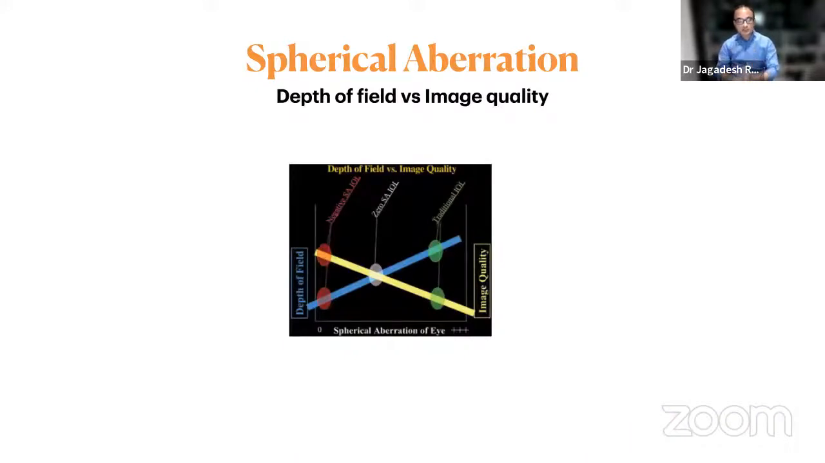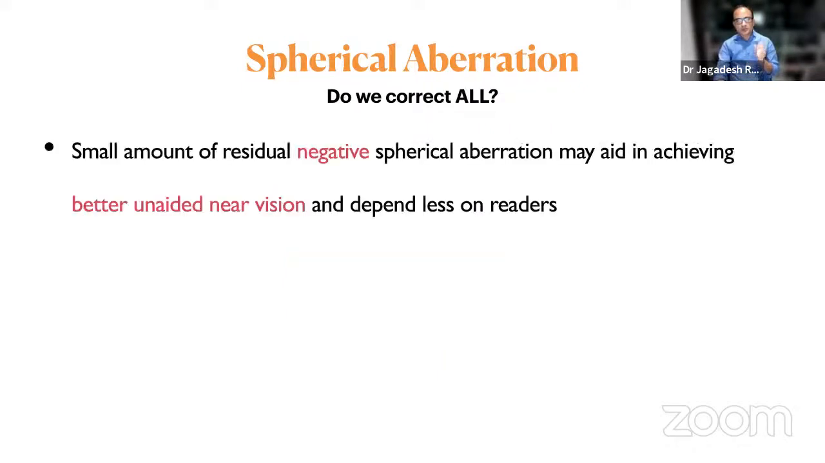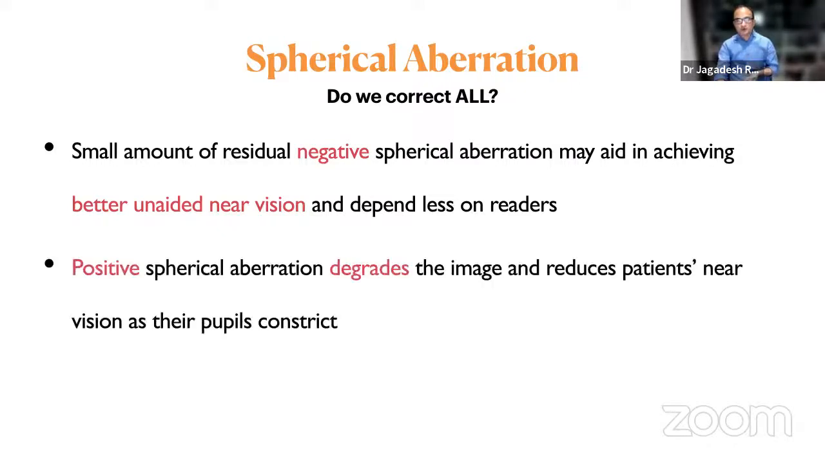As Himanshu did mention, you do have some benefit of spherical aberration. You don't need to correct all of it because there's an inverse relationship between depth of field and image quality. So do we need to correct all of these? A small amount of residual negative spherical aberration may aid in achieving better unaided near vision, and patients can be less dependent on glasses all the time. But positive spherical aberrations degrade the image quality and reduce patients' vision, especially in very myopic people.